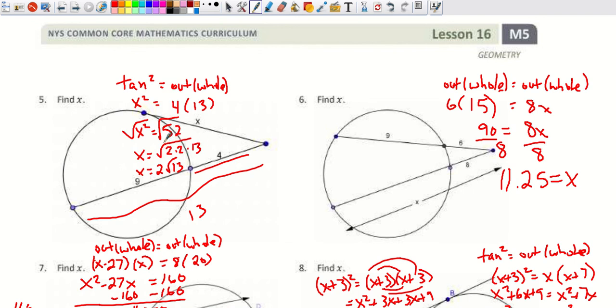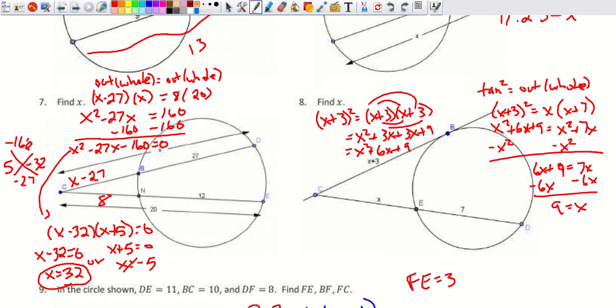We take out our set of 2's to get 2 radical 13. Number 6, our whole is 15. The outside here is 6. The whole is x and the outside is 8. So 6 times 15 equals x times 8. Just divide it by 8 and you get 11.25.